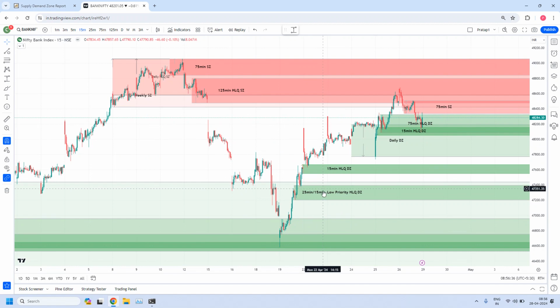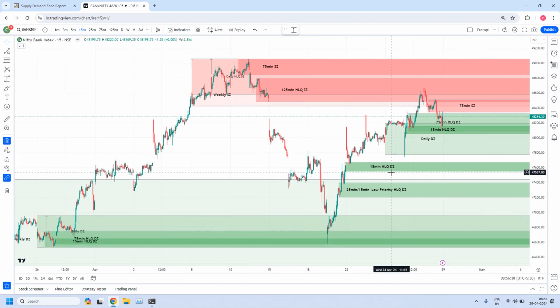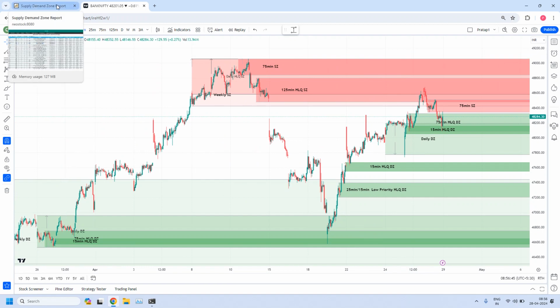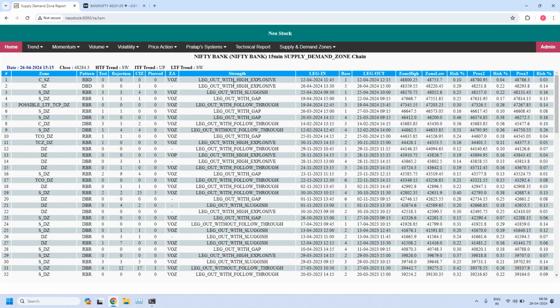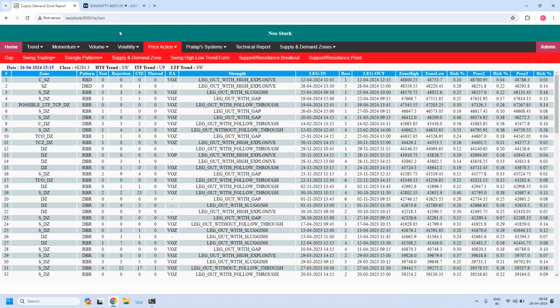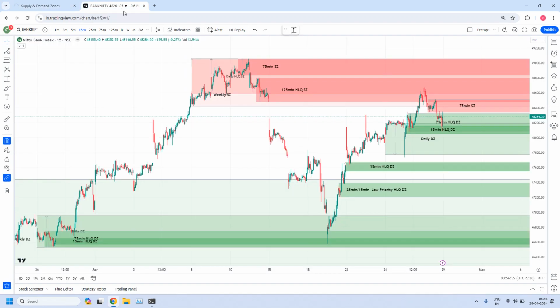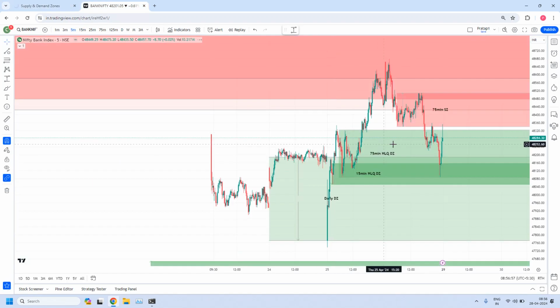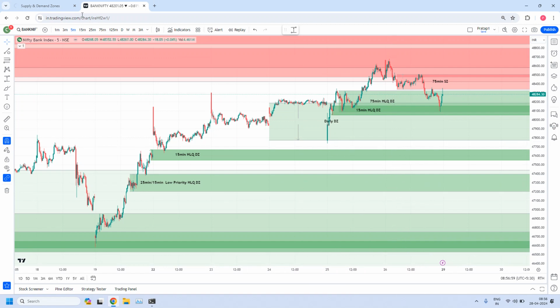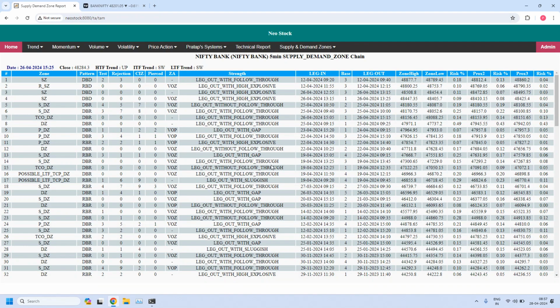Okay, now this is good enough for us to stop for 15 minutes. Now let us get into the final time frame, the 5-minute zone. Changing the time frame to 5 minutes. Let me generate the chain. Meanwhile, here also let me change the time frame. Okay, the chain is ready.